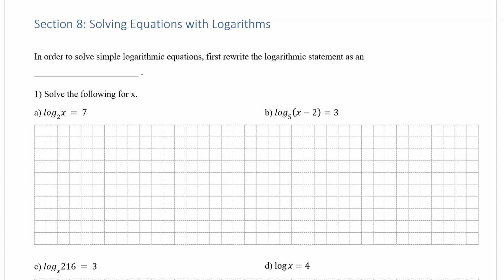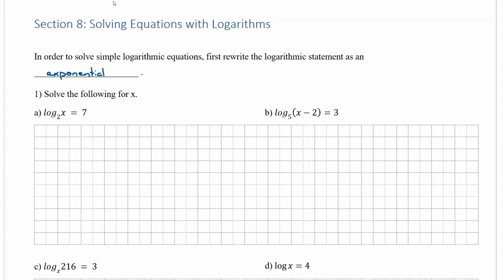Welcome back to Section 8, Solving Equations with Logarithms. In order to solve a simple logarithmic equation, first rewrite the logarithmic statement as an exponential. Question 1. Solve the following for x.